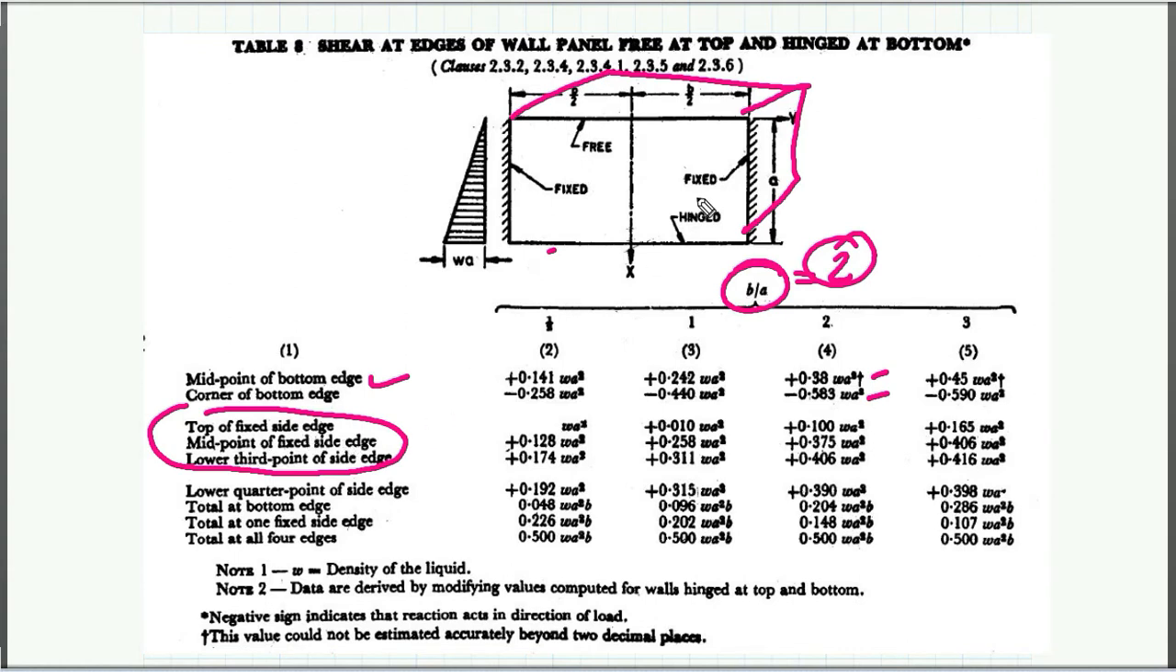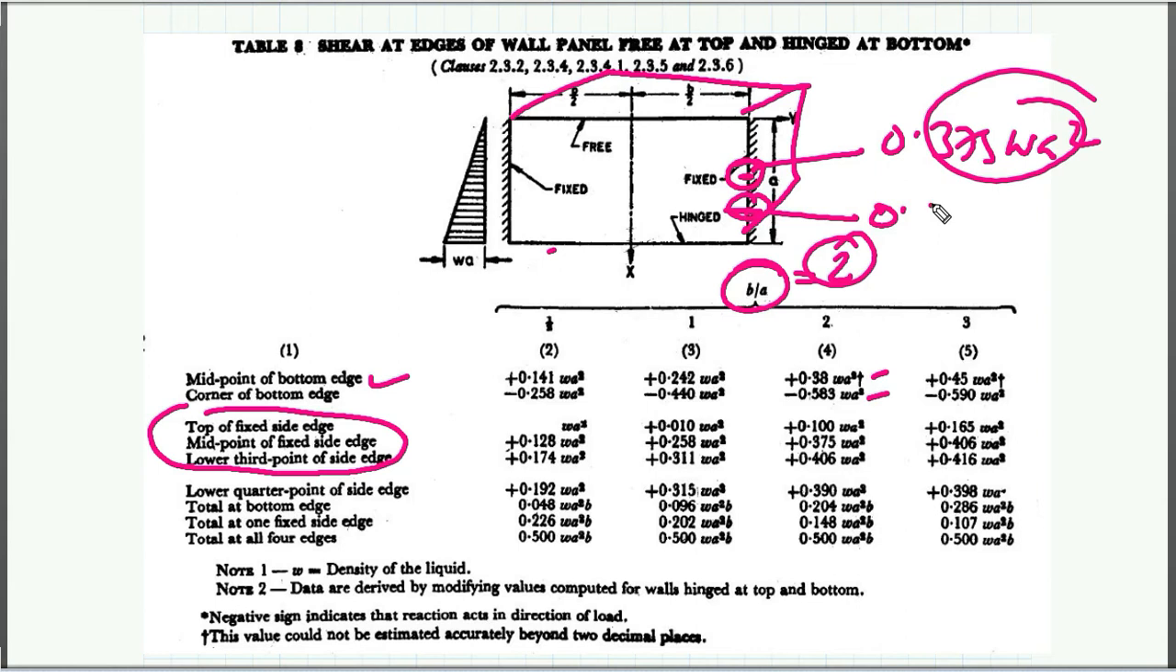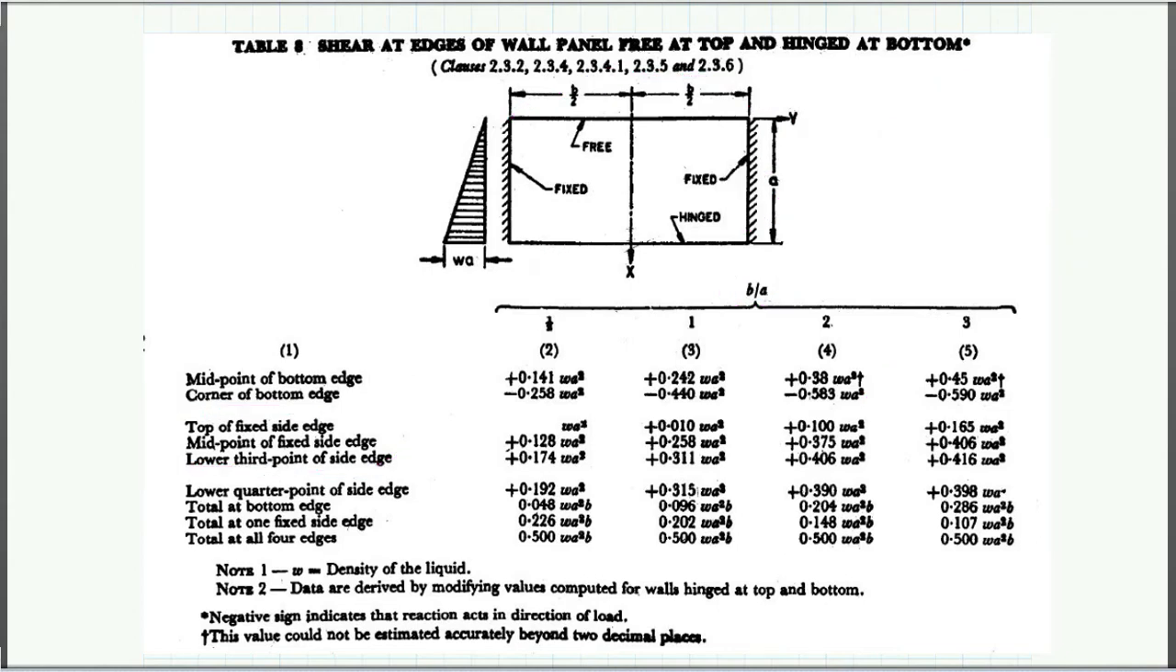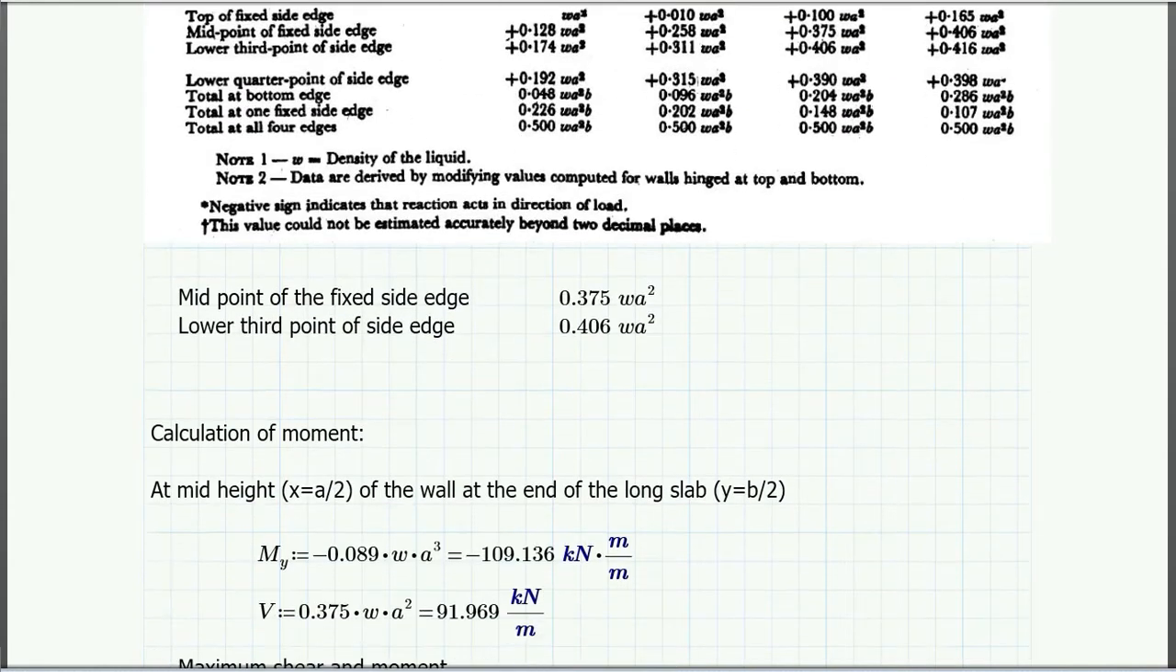So this is the midpoint of the fixed side edge. What is the shear force over here? This is given by 0.375 W a square. And the lower third point is given by 0.406 W a square. So like this you can find out the stresses. You just put the value of W, which is nothing but the specific weight of water, and A is the depth of the water tank. So the shear force can be calculated, and this shear force will in turn give you the tension in the adjacent wall.